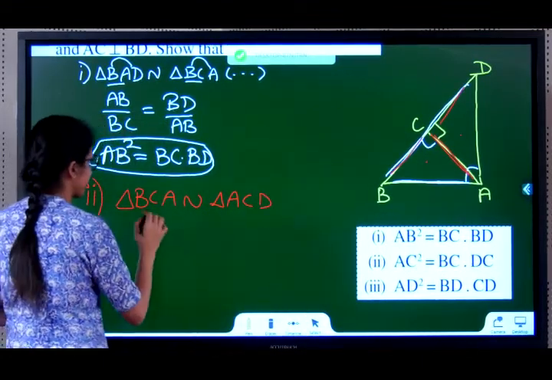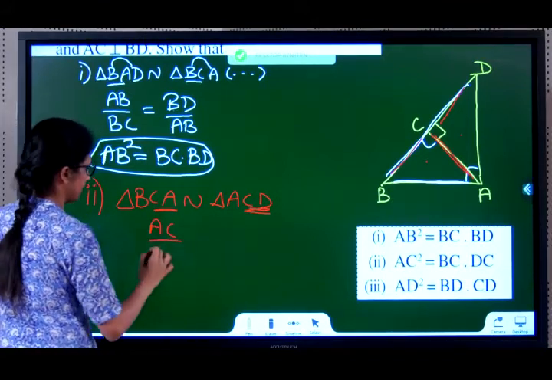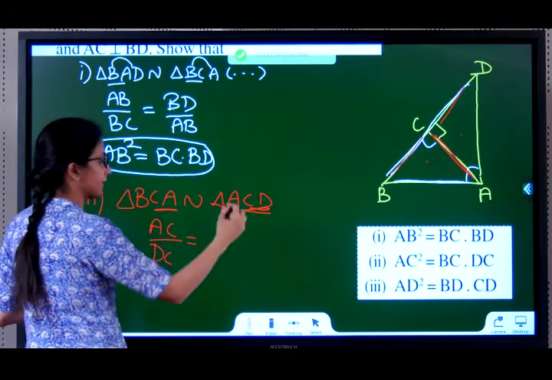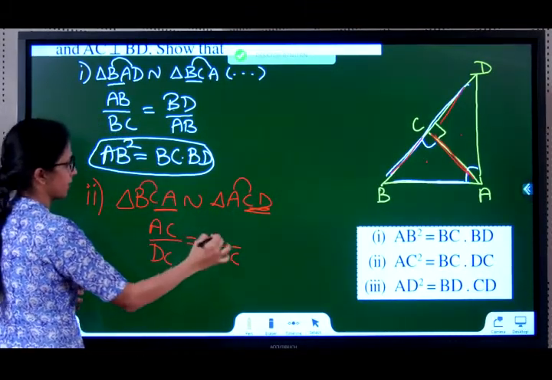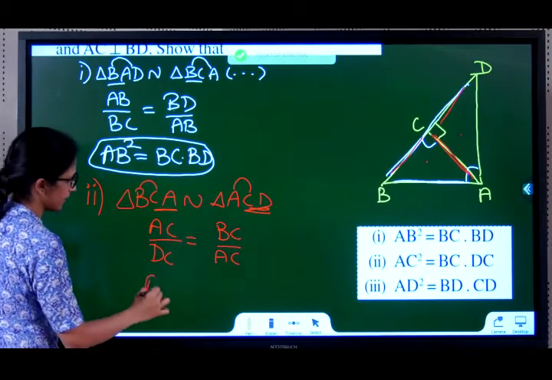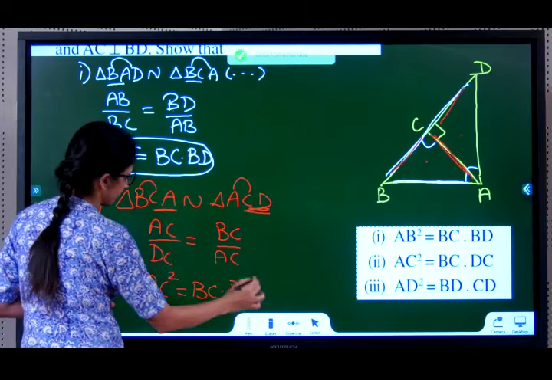We want AC square. So take an AC here. If you take AC here, who's coming here? DC. You want AC square, so one more AC is needed. If I'm taking AC from here, who should I take here? BC. Cross multiply. AC square is equal to BC into DC.